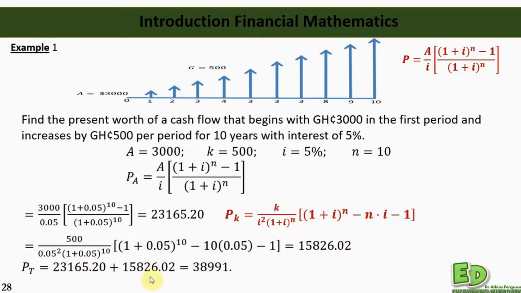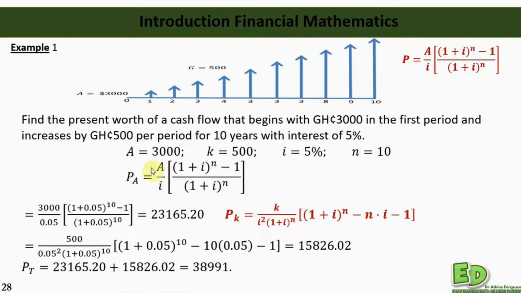Right. So the present value total, or the net present value, is equal to the present value of the uniform cash flow and the present value of the constant increment. So you add the two to get the present value total, which is 38,991.22 or so, right? Okay, so that is how we go about the arithmetic gradient cash flow, right?